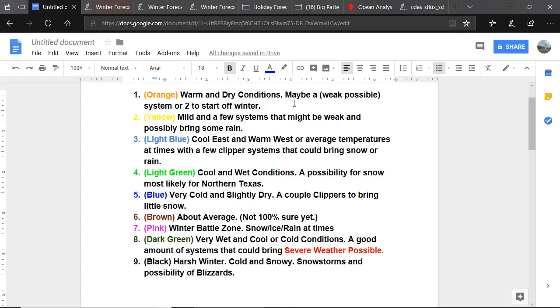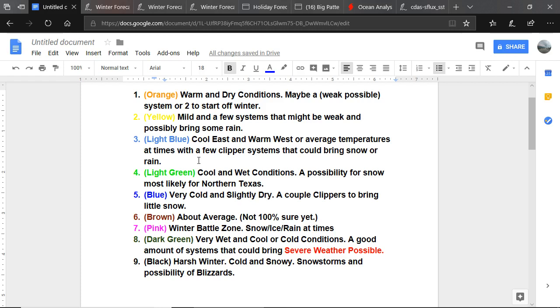Now if we go to the prime winter, those clippers will probably bring some snow, but the snowfall totals are not going to be that much for clipper systems. It could be 1 or 2 inches, and it's most likely a few clipper systems. Now the light green, which is mostly for Texas, cool and wet conditions for those areas, a possibility for snow, most likely in the northern Texas area.